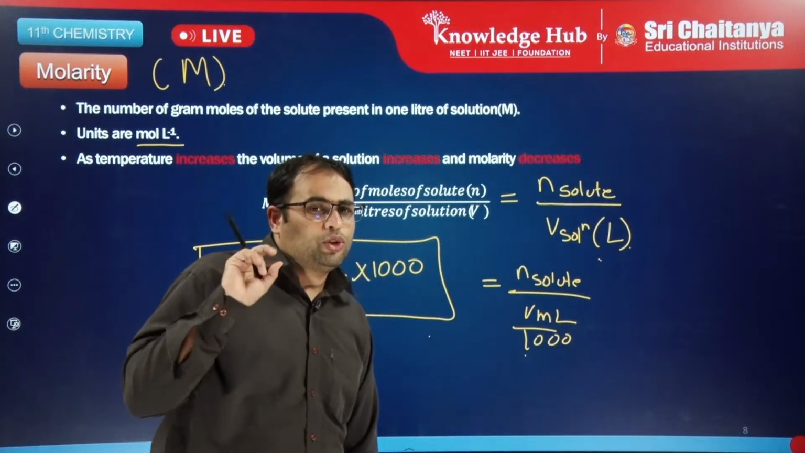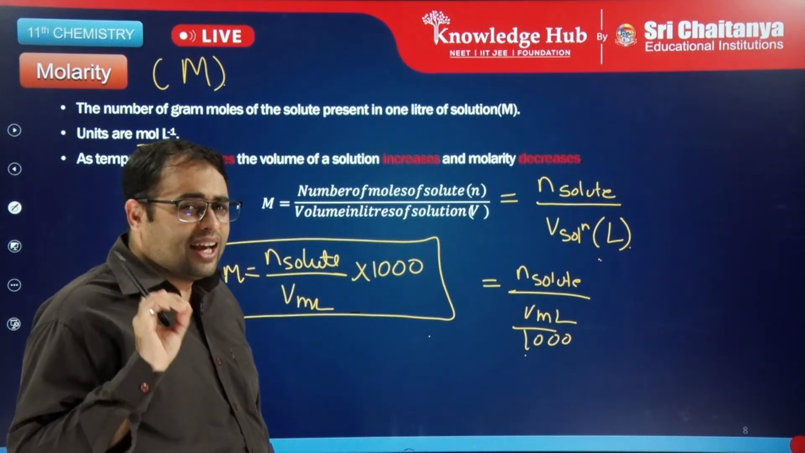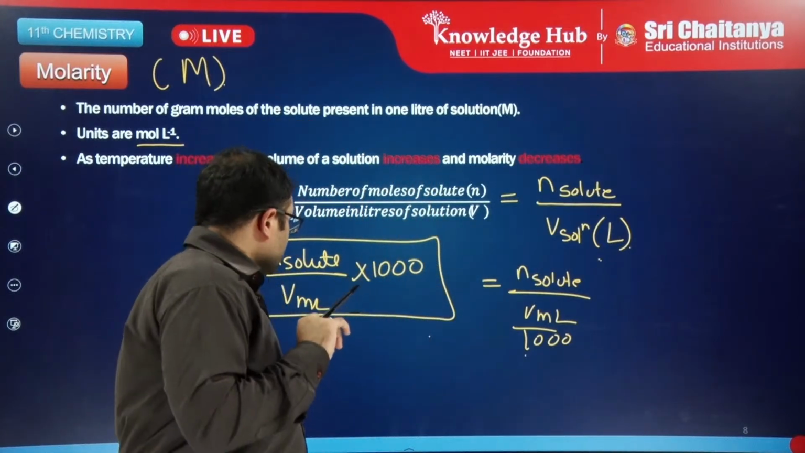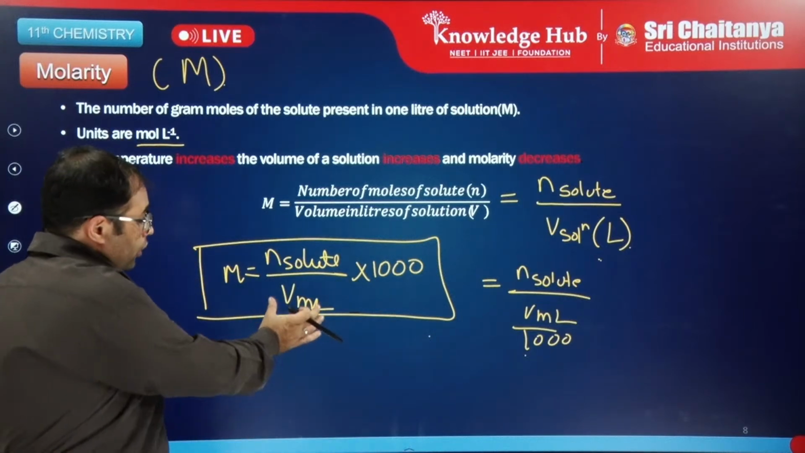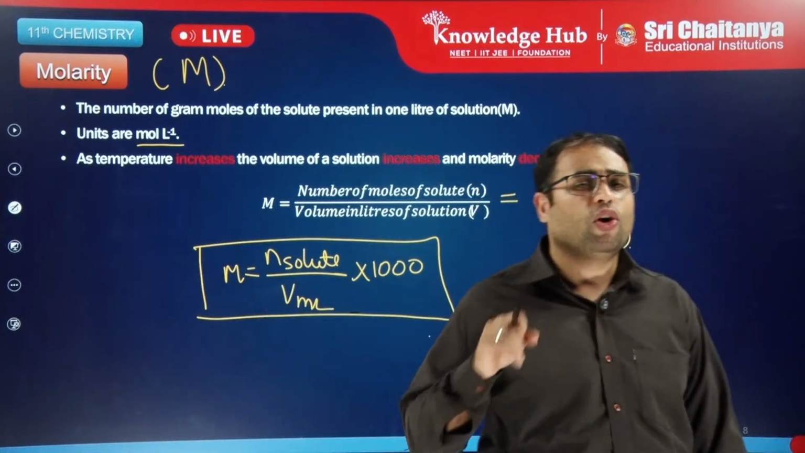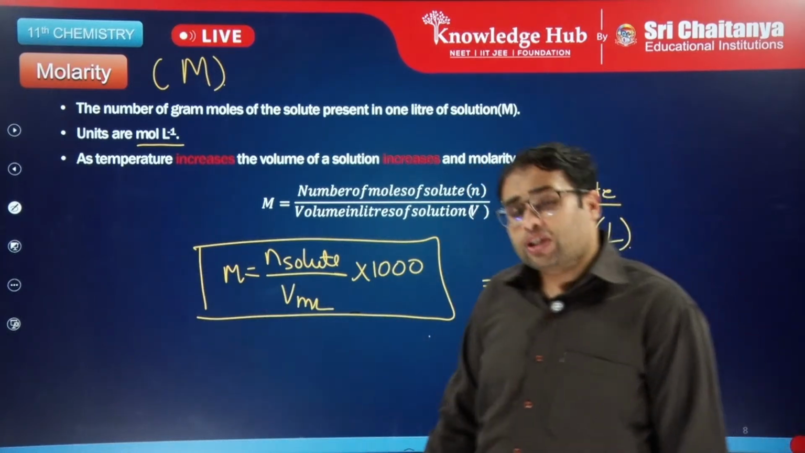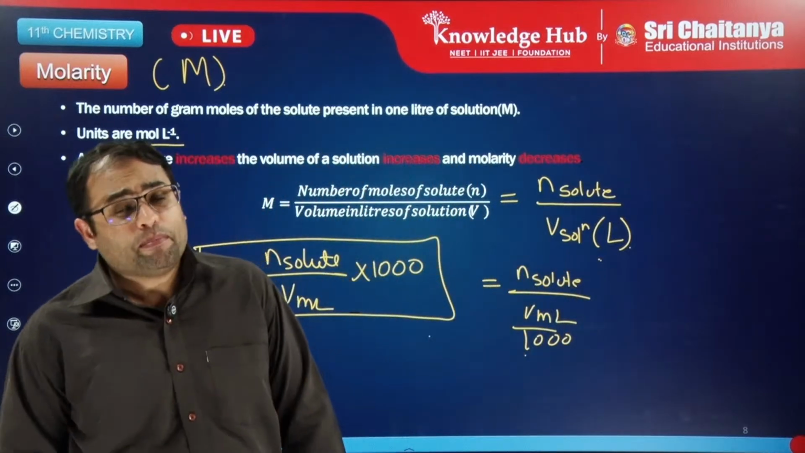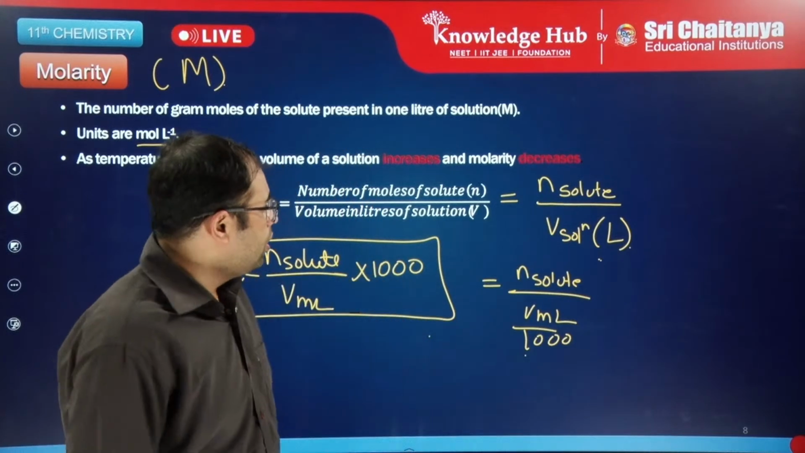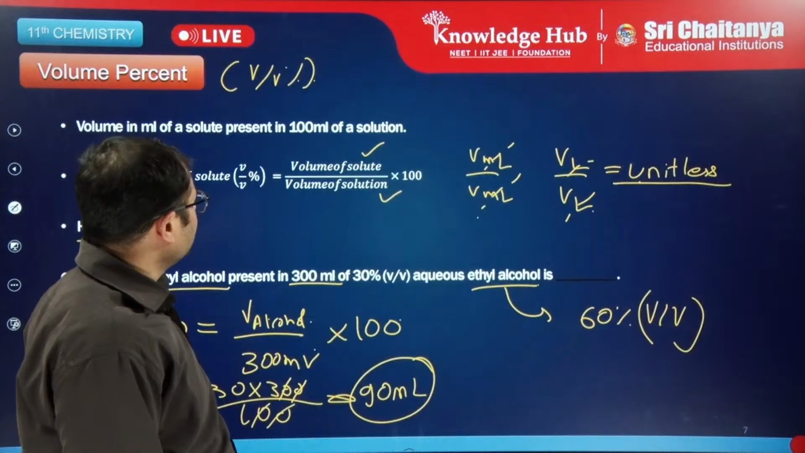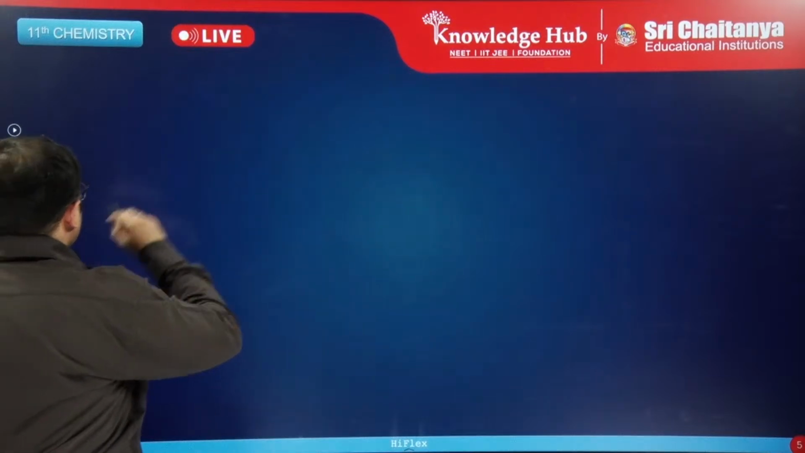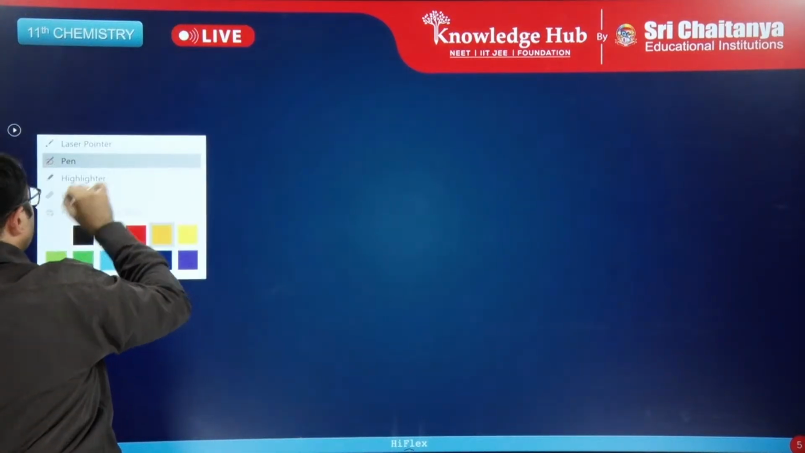Now at this point, I would like to pause for a little bit and highlight an important point. What is that important point? See, here you have volume. So in whichever concentration terms you have volume, in those concentration terms, temperature will have an effect on the value of that concentration. Why am I saying that? Let me take the empty slide. So I'm just writing one statement.